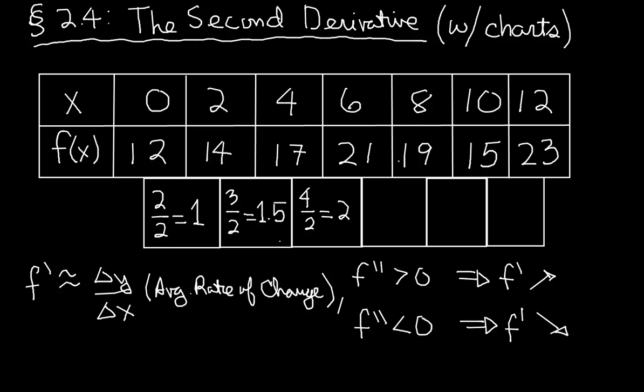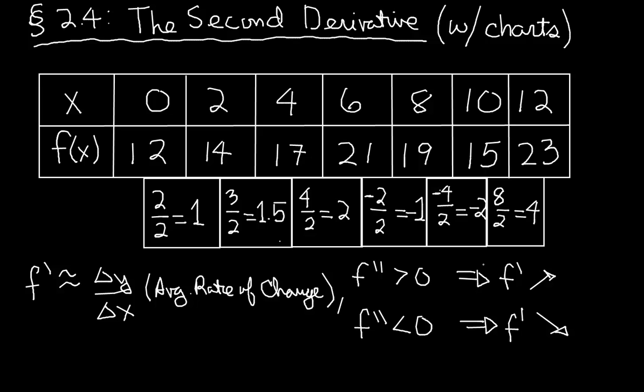We go to the next interval now from 6 to 8. We get that the difference in the y's is 19 minus 21, which is negative 2. Divided by 2, which is negative 1. Okay, so we go to the next one. We get 15 minus 19, which is, of course, negative 4. Divided by 2, which is negative 2. And then finally from 10 to 12, which is 23 minus 15, so it becomes positive again. Divided by 2, and we get 4.